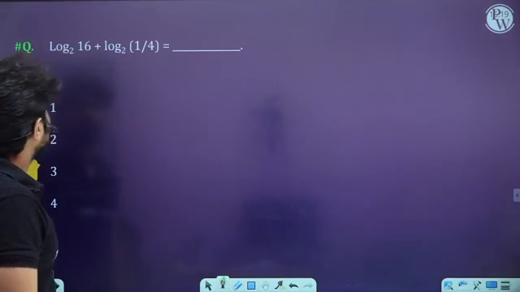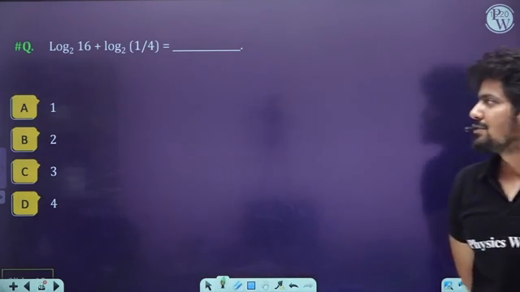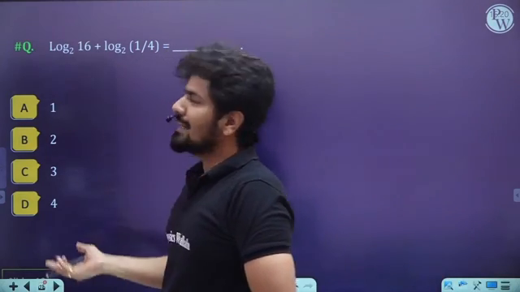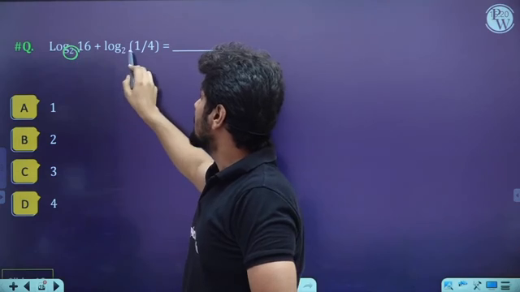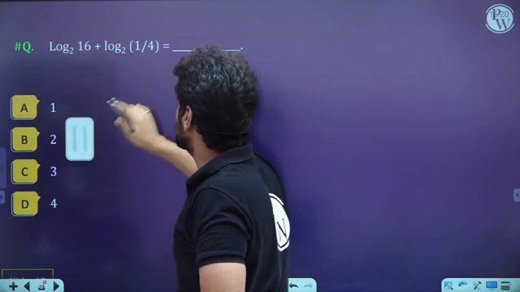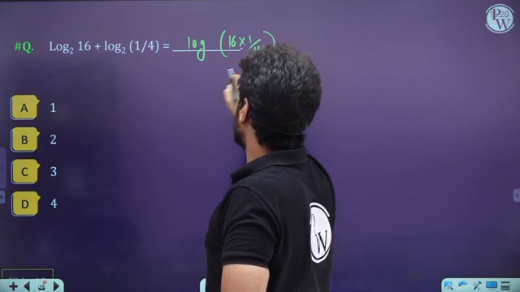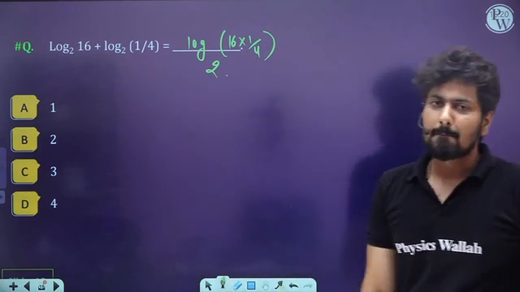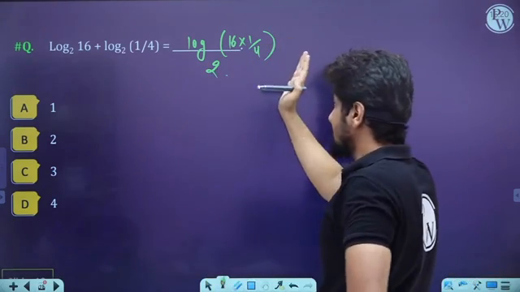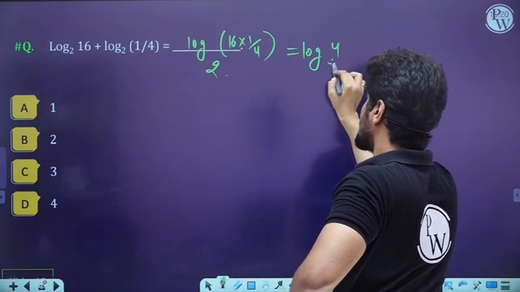Okay. Now, log 16 to the base 2 plus log of 1 by 4 to the base 2, we want to find its value. Okay. Now, we know we can directly apply the property because the bases are the same. So we can multiply these two numbers, 16 and 1 by 4. We can write this as log of 16 multiplied by 1 by 4 to the base 2, because there is a plus. So we will multiply these two numbers. So log of 16 multiplied by 1 by 4 to the base 2, which is equal to log of 4 to the base 2.